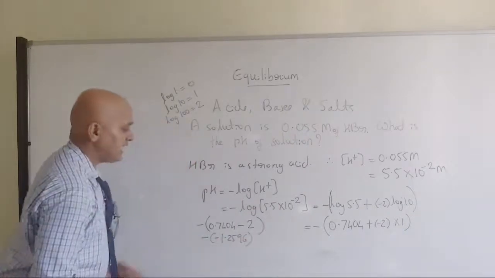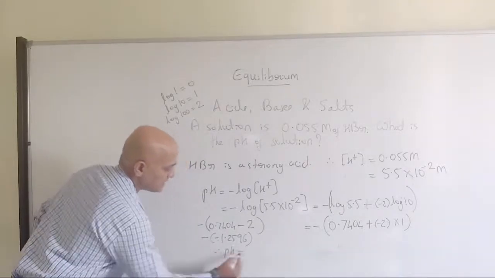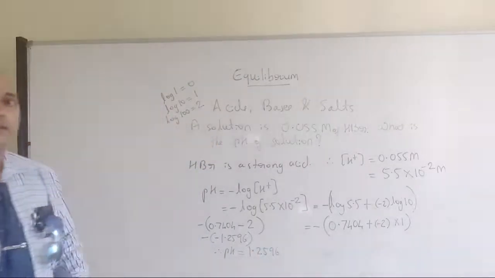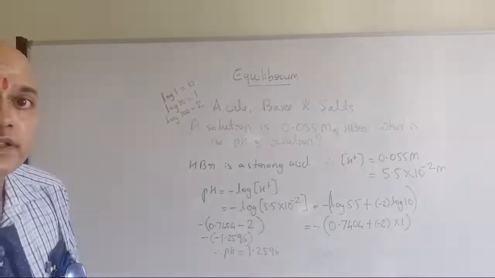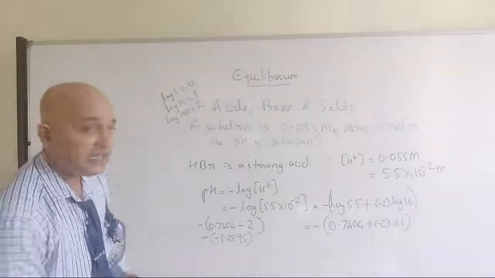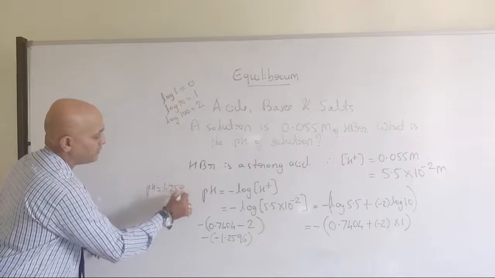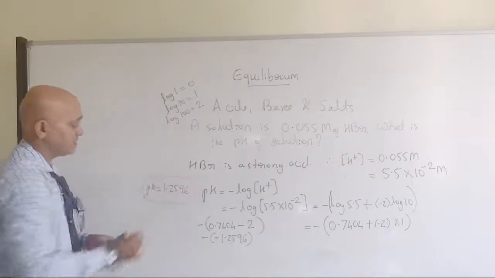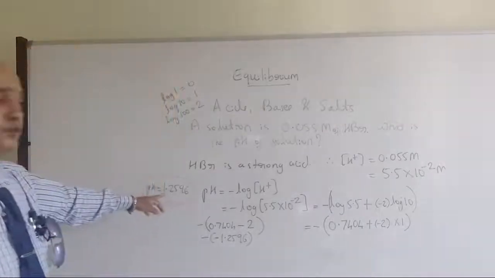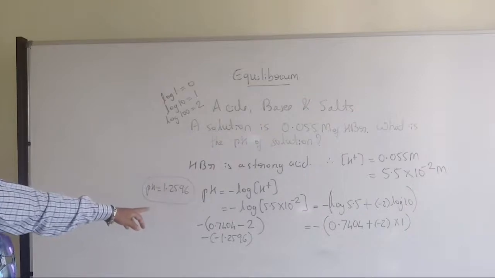So it will be minus of 1.2596. Naturally, therefore, pH will be equal to minus will become plus 1.2596. So minus will become plus. Therefore, pH will be equal to 1.2596. That will be your answer. Any doubts with regard to this one?